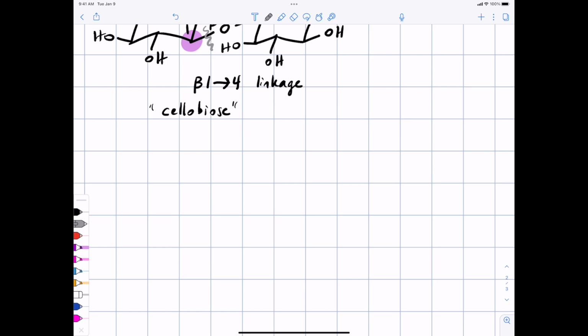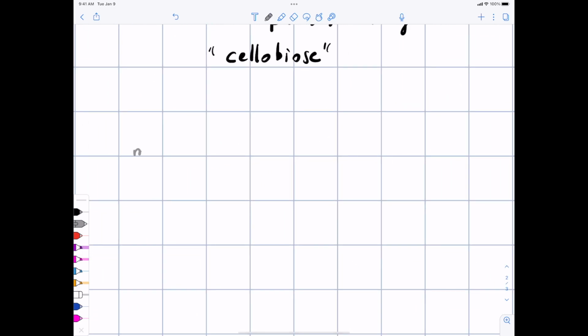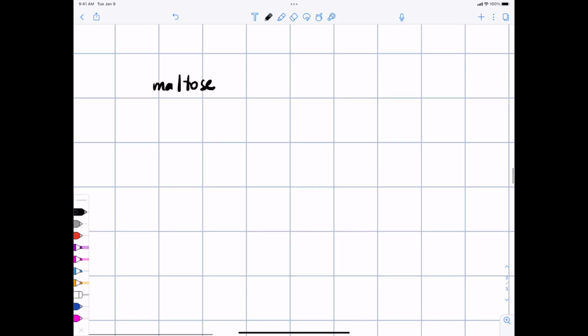Let's see. So I'll draw the two-sugar carbohydrate maltose. This is if you take 2 glucose molecules and you link them together a little bit differently.